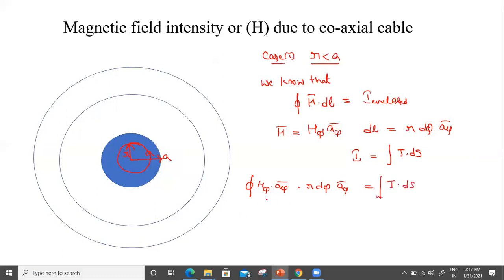Now if you simplify, a phi bar dot a phi bar is 1 because it's a dot product. Therefore the final expression may be written as H phi into r d phi equals integral of J, where J can be written as I by A, based on the current density. We know that the current density equals current per surface area. Based on this, I can write J equals I by A into dS.